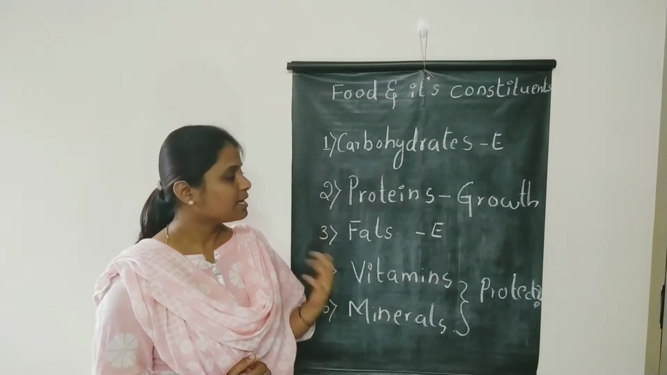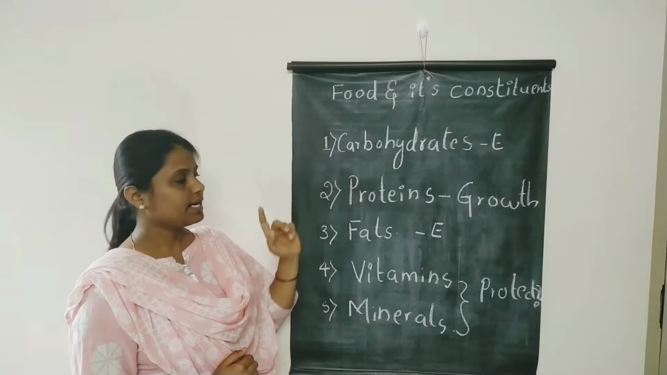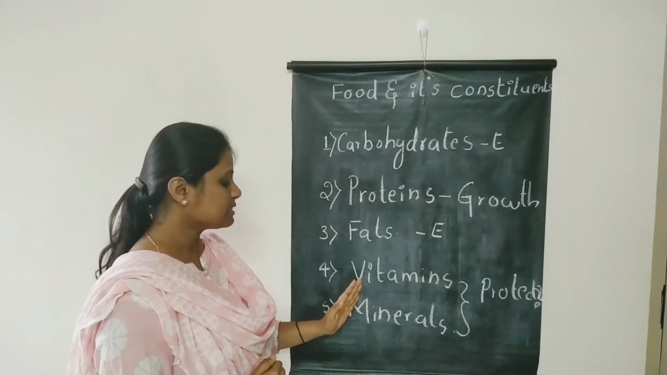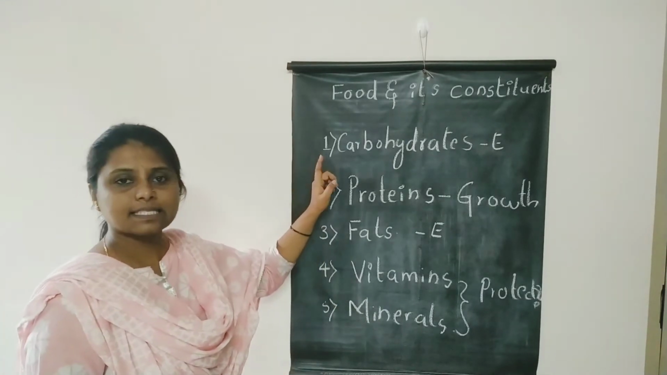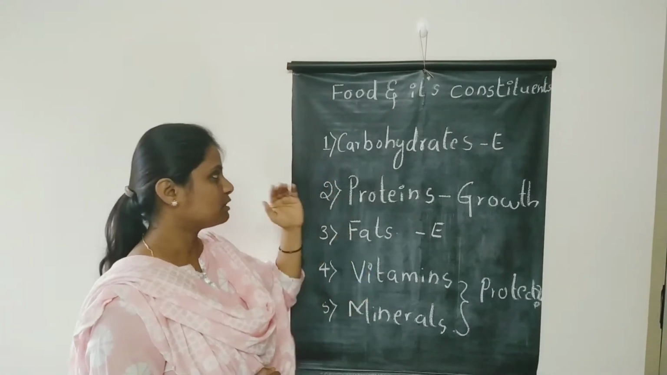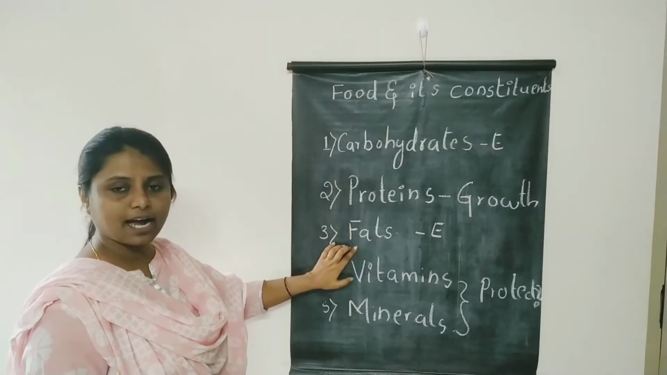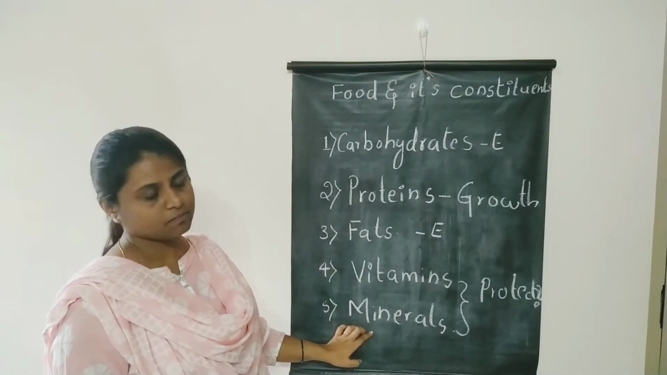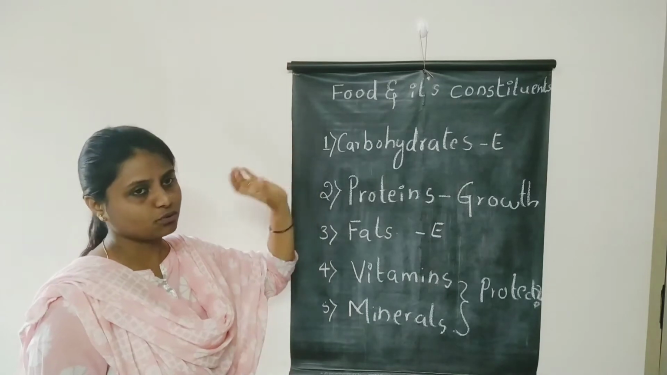The five major constituents of food are carbohydrates, proteins, fats, vitamins and minerals. You also repeat along with me: carbohydrates, proteins, fats, vitamins and minerals. So these are the five major constituents of food.